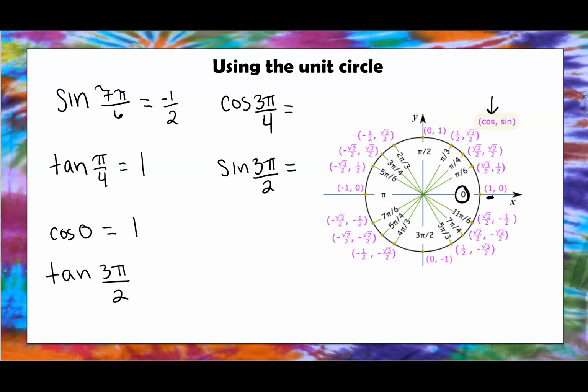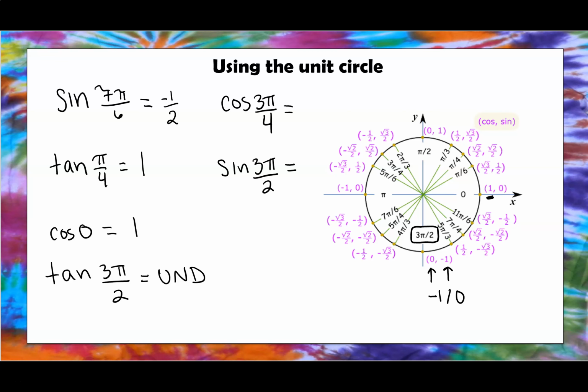Let's take a look at tangent of 3 pi over 2. So that's coming from right here. So I'm going to do sine, which is -1, divided by 0. What is -1 divided by 0? That is the cannot divide by 0 police saying you cannot do that. So here we are saying that this is undefined.